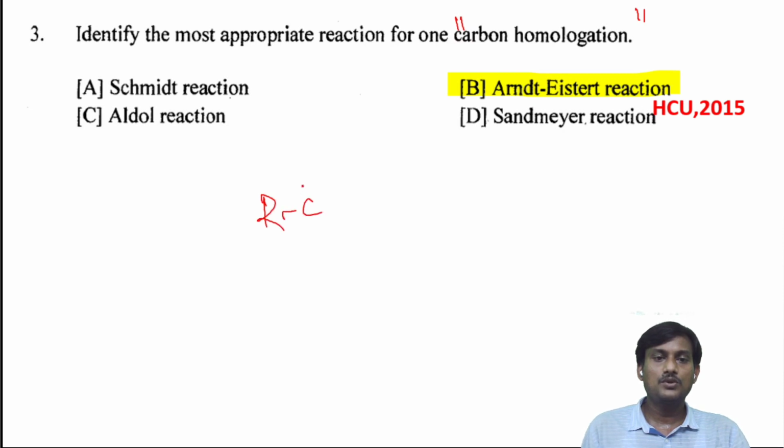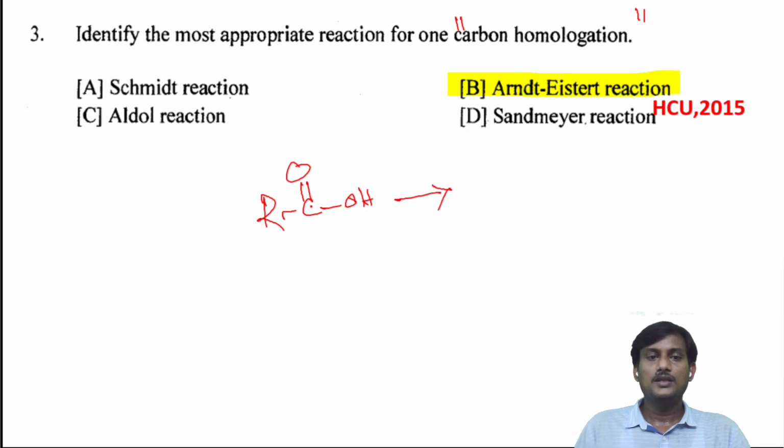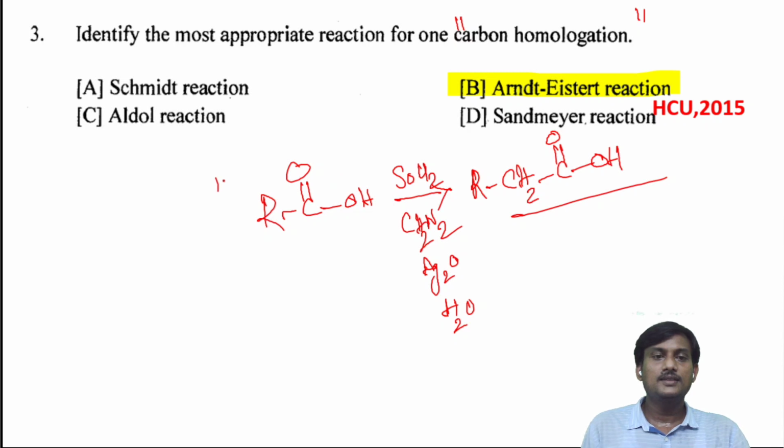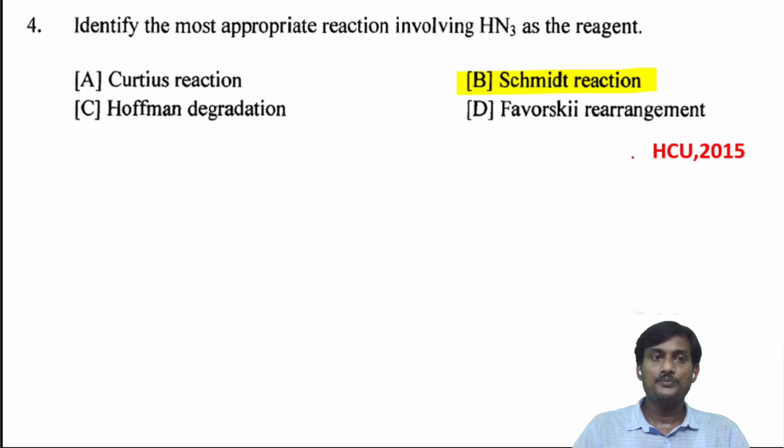Let's take RCOOH, a carboxylic acid. We can increase one carbon in RCOOH by using SOCl2 and CH2N2. When you treat with CH2N2, Ag2O, and water, finally you will get RCH2COOH. There is a homologation of the carboxylic acid. This reaction is named the Arndt-Eistert reaction.